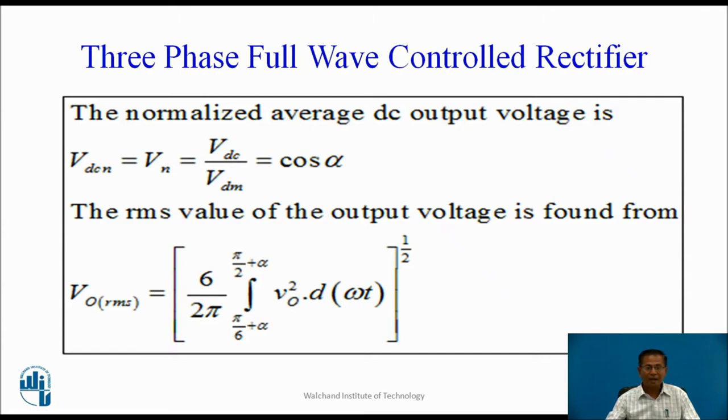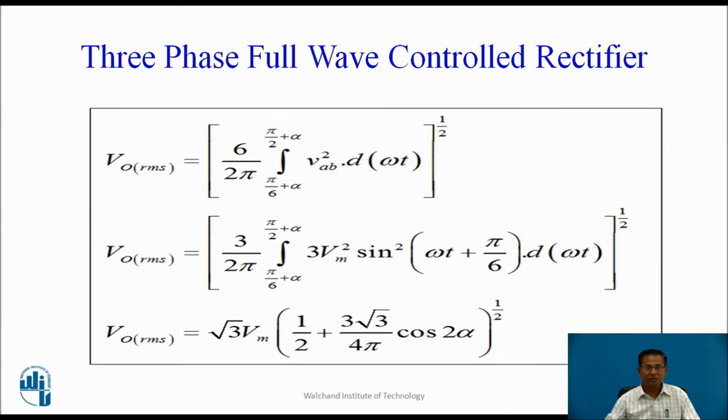The RMS value of the output voltage is found from V0 RMS equal to the square root of 6 upon 2 pi, limits of integration pi by 6 plus alpha to pi by 2 plus alpha, V0 square d omega t. So V0 RMS equal to the square root of 6 upon 2 pi, integral from pi by 6 plus alpha to pi by 2 plus alpha of VAB square d omega t. After solving this, we obtain V0 RMS equal to root 3 Vm into the square root of half plus 3 root 3 upon 4 pi cos 2 alpha.